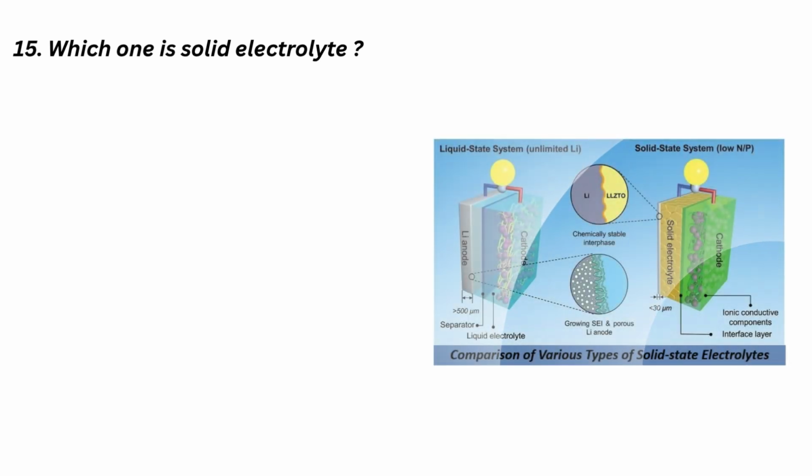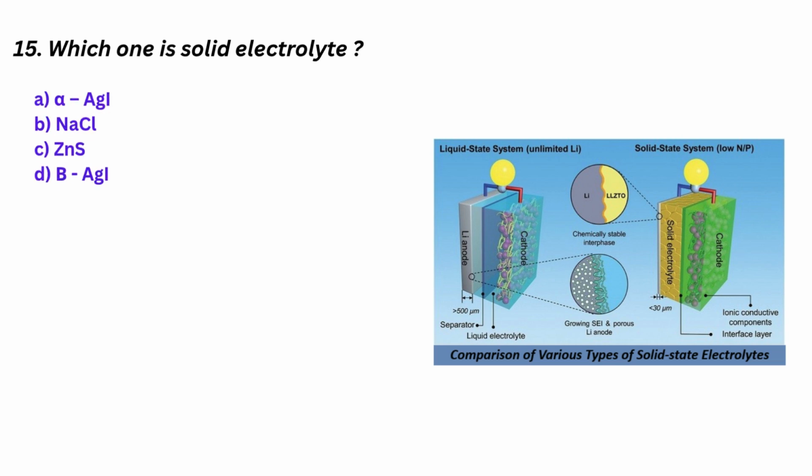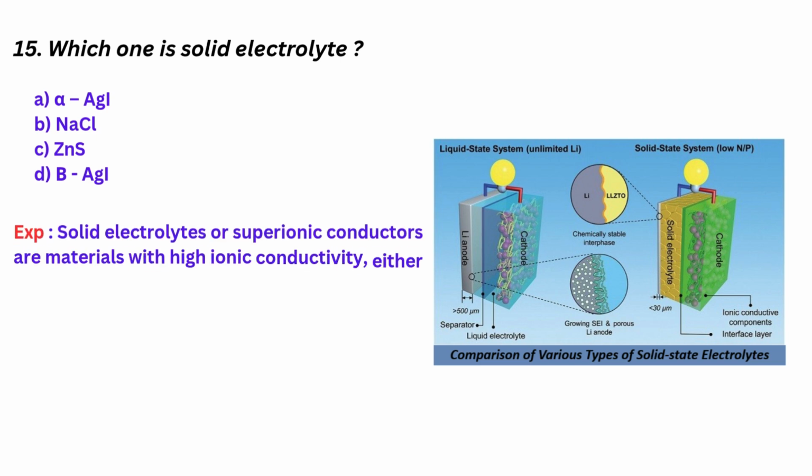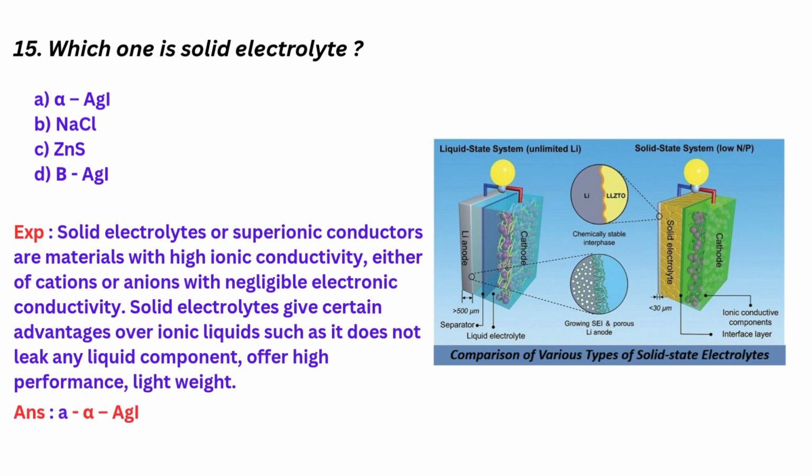Which one is solid electrolyte? The choices are alpha silver iodide, sodium chloride, zinc sulfide and beta silver iodide. The correct one is alpha silver iodide.